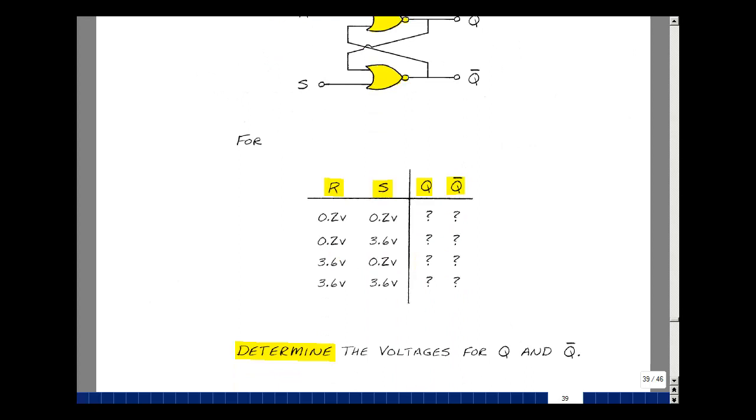Given these RTL inputs of 0.2 and 0.2, 0.2 and 3.6, 3.6 and 0.2, and 3.6 and 3.6, can you find the voltage values for Q and Q bar shown above?